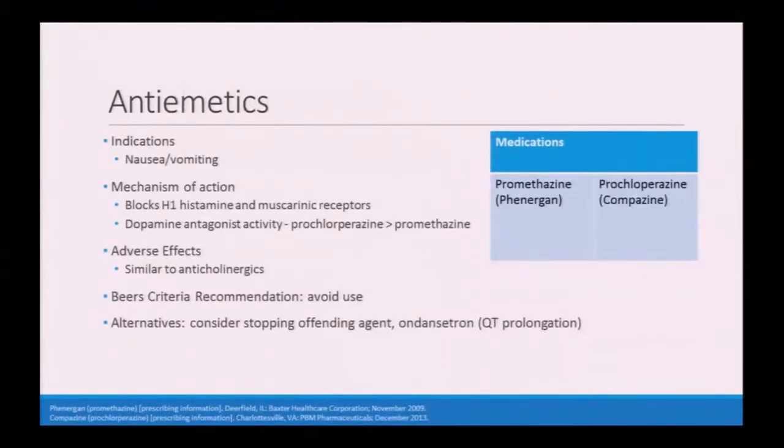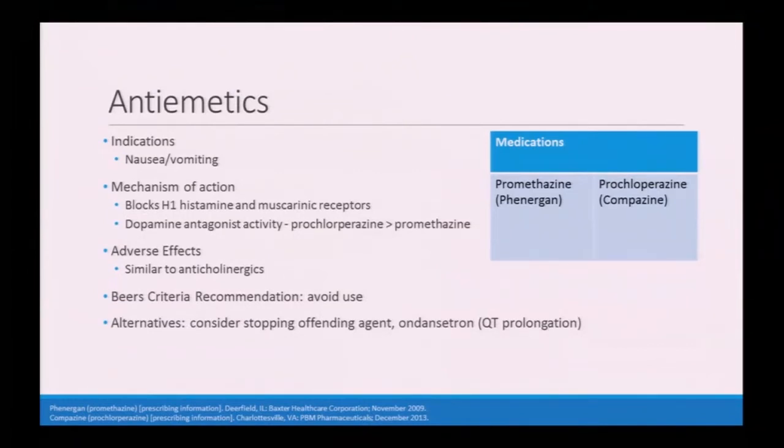For antiemetics, they're typically used for nausea, vomiting. They also block H1 histamine and muscarinic receptors. Of note, prochlorperazine has more dopamine antagonist activity than promethazine, and so prochlorperazine historically has been considered an atypical antipsychotic, so you may see more kind of muscle rigidity and muscular symptoms versus utilizing promethazine. And so if you're going to pick one of these medications from this list, pick promethazine.